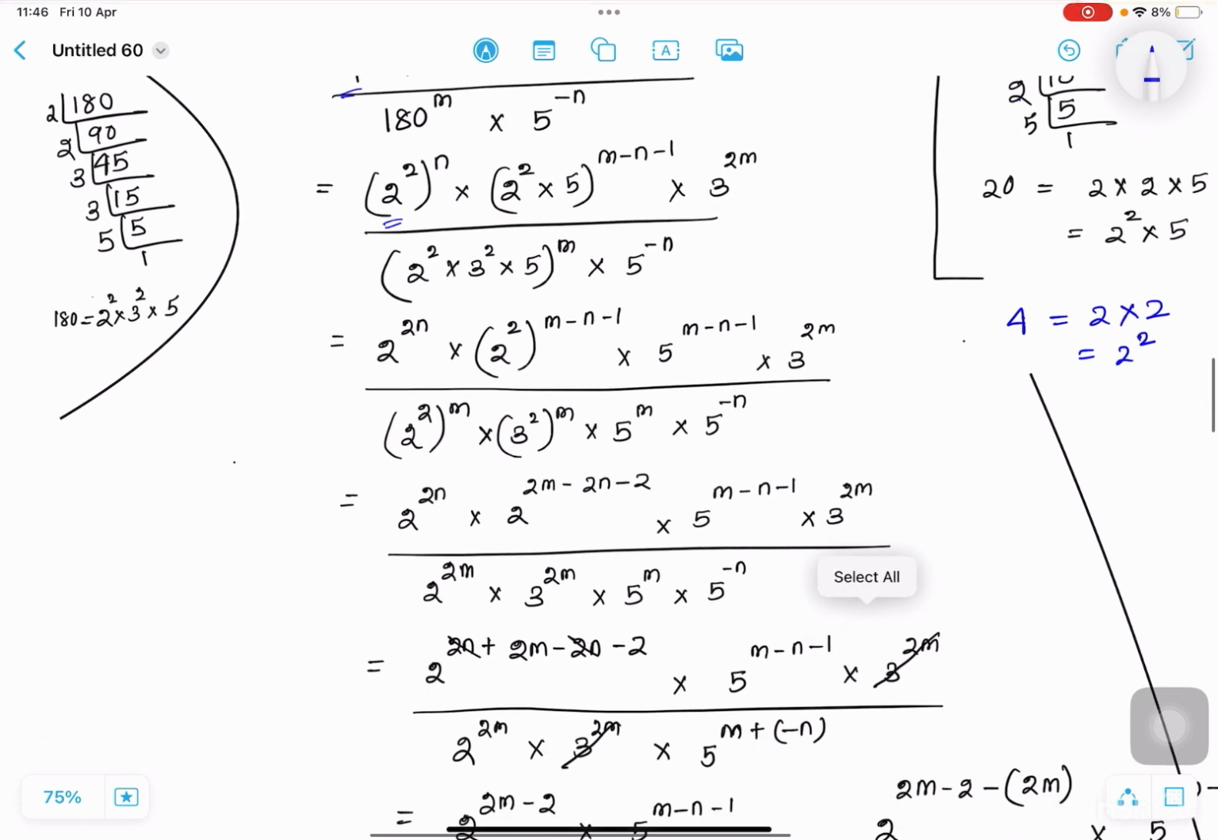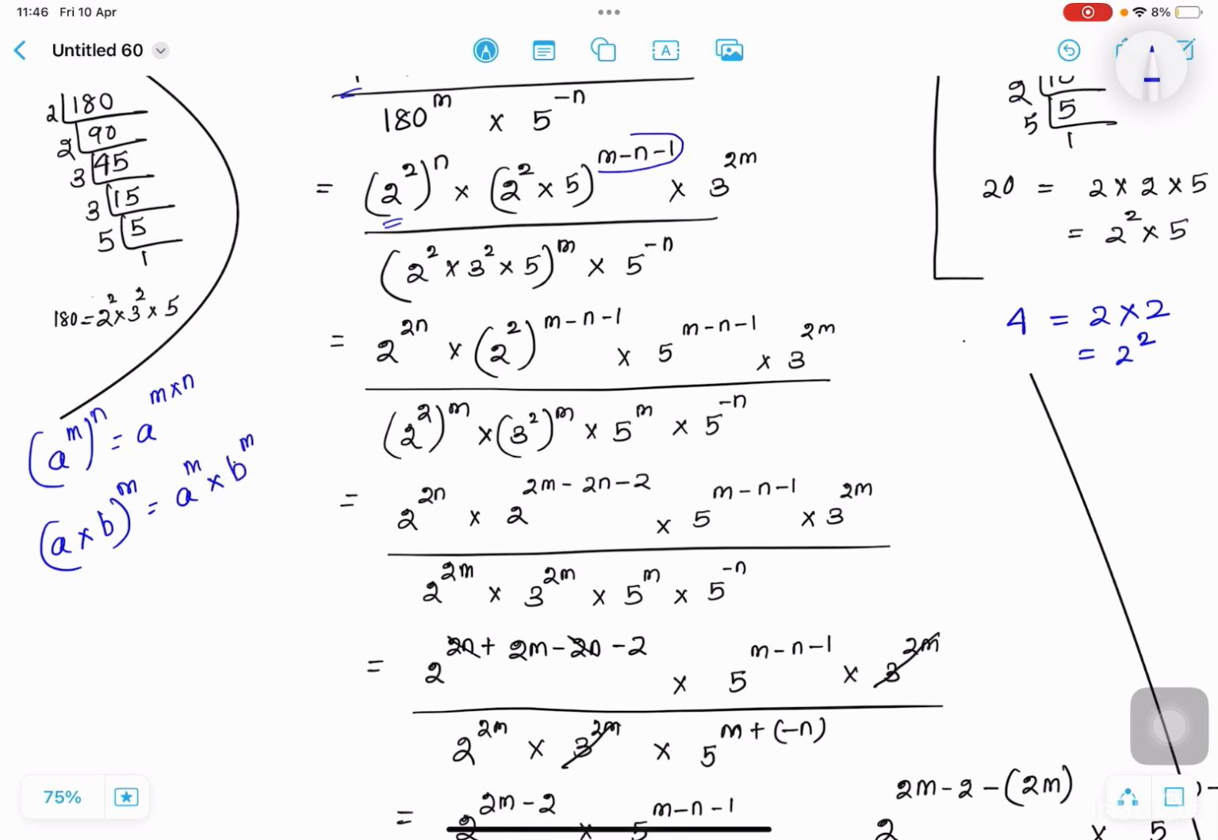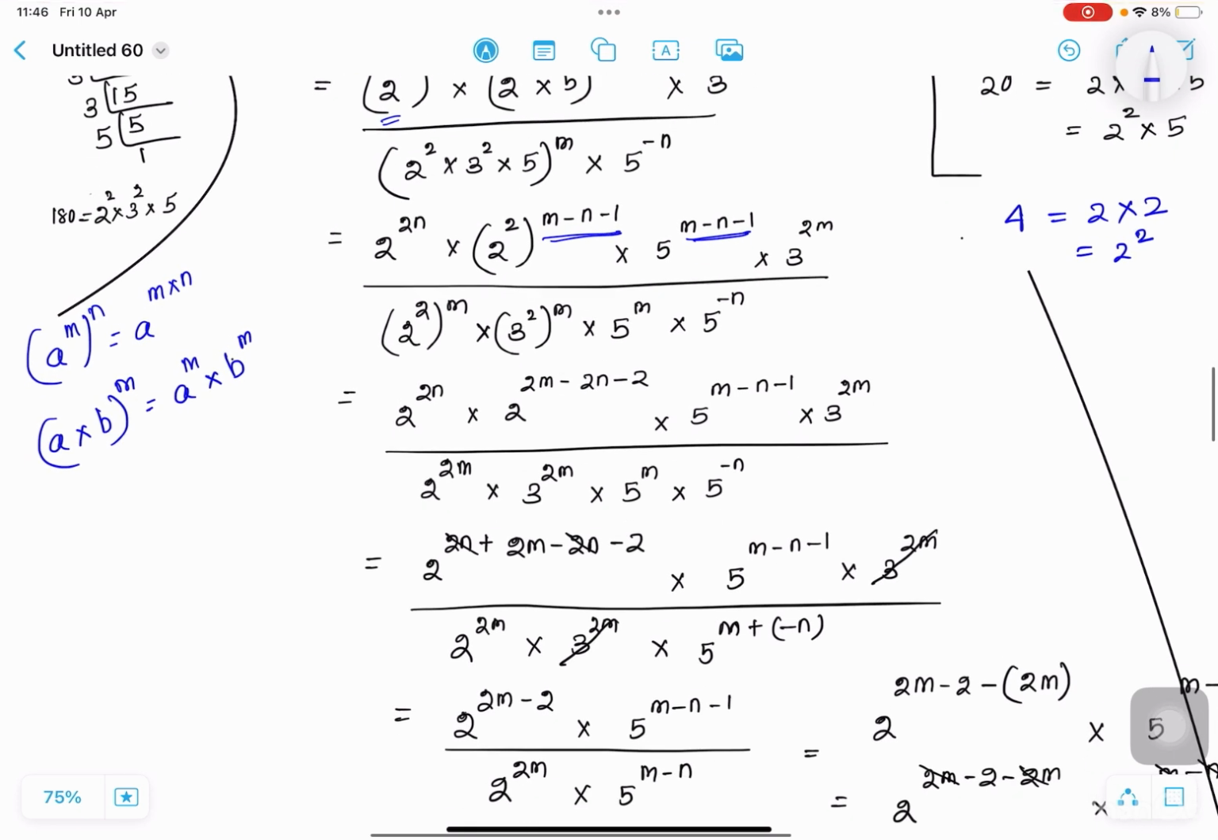From this I can write 2 to the power, we have read a to the power m to the power n equal to a to the power m into n. So 2 to the power 2 into n, 2n. Now we have read (a into b) to the power m equal to a to the power m into b to the power m. But here the total, we will take this total. So 2 to the power 2 total m minus n minus 1 into 5 total m minus n minus 1 into 3 to the power 2m. Divided by the same, 2 to the power 2 into m into 3 to the power 2 into m, and 5 to the power m into 5 to the power minus n.